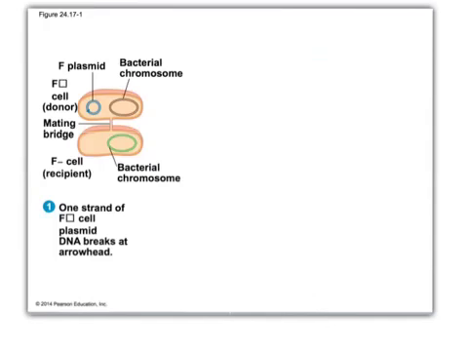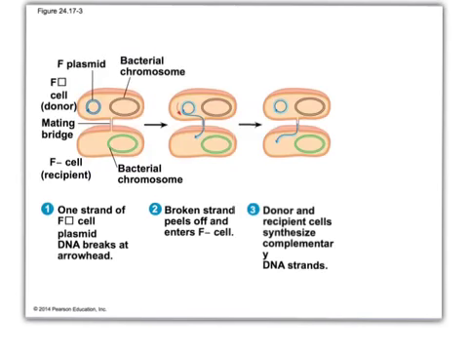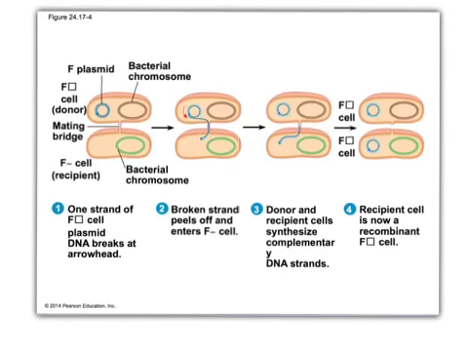So here's your F plus cell at the top. This is F plus. Here's your F minus cell. Okay? What's going to occur is that the mating bridge, that sex pilus, has been produced by the F plasmid. You get replication of the F plasmid, and then it transfers through the sex pilus, the mating bridge, into the F minus. All right, so your donor and recipient synthesize complementary DNA strands and you end up with now 2 F positive cells.